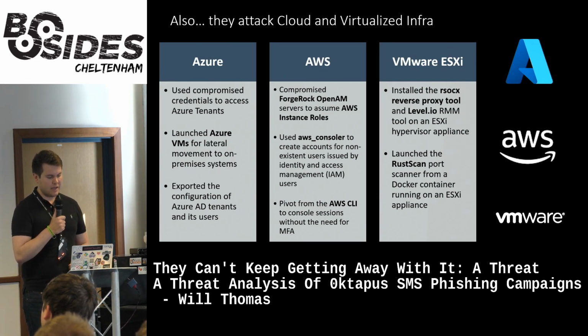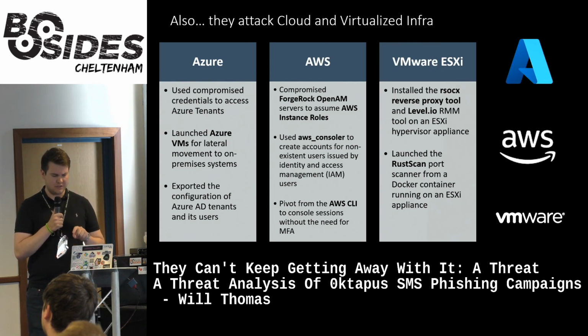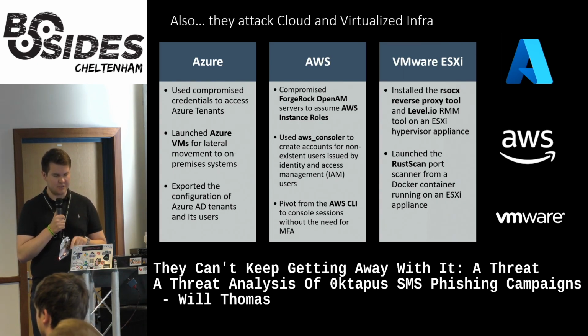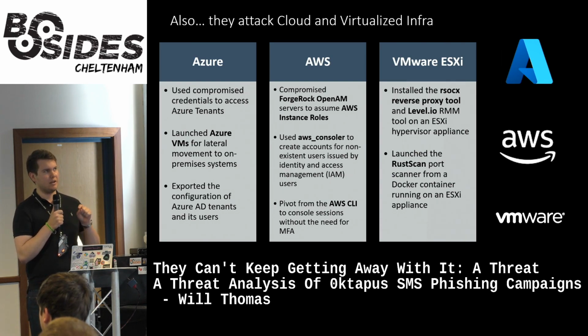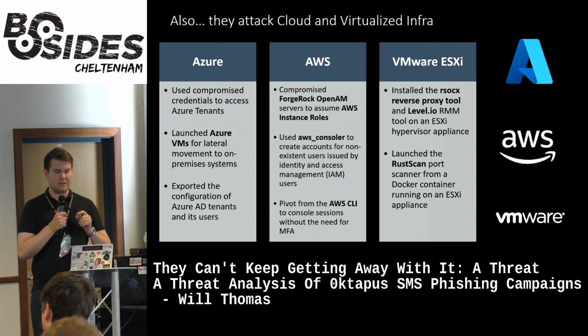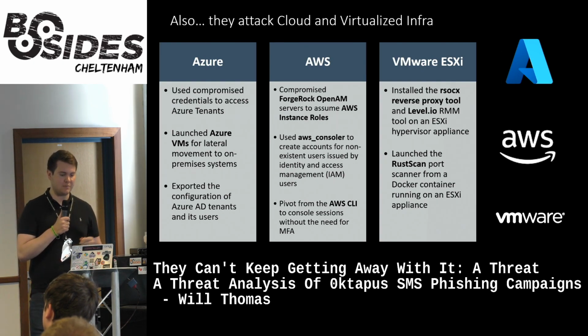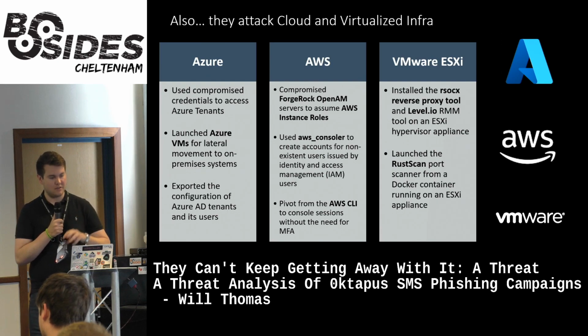AWS, the interesting thing about AWS is that these threat actors were found to be beginning to target it by exploiting or compromising a public-facing application known as ForgeRock OpenAM. Once they've gained access to these applications, they assume the AWS instance roles that come with them. Then they open the AWS console, start creating accounts for non-existent users, establishing persistent access again, and then pivot into the rest of the environment using their established credentials.